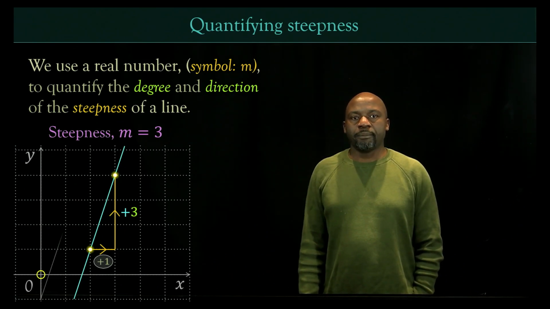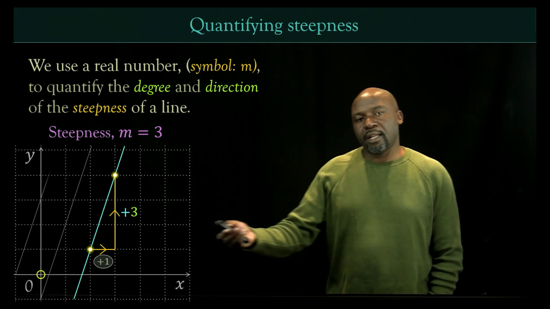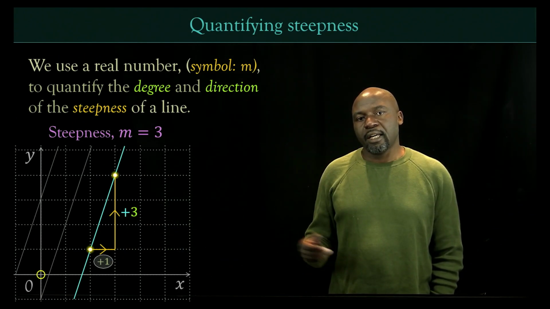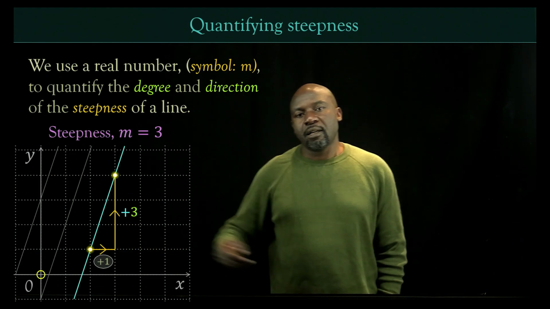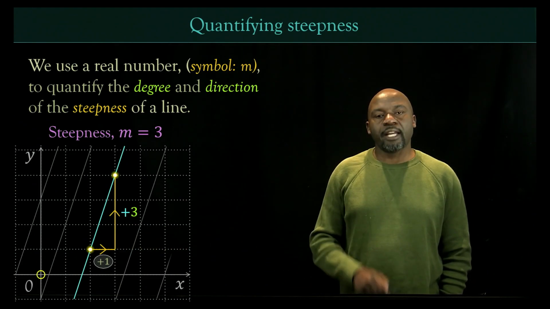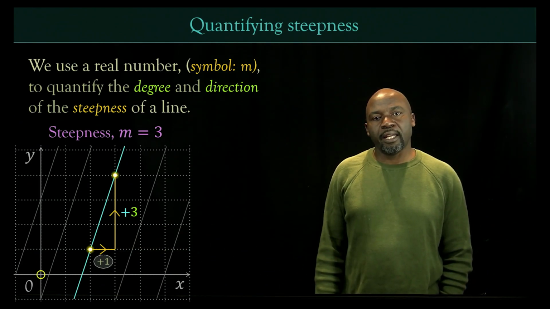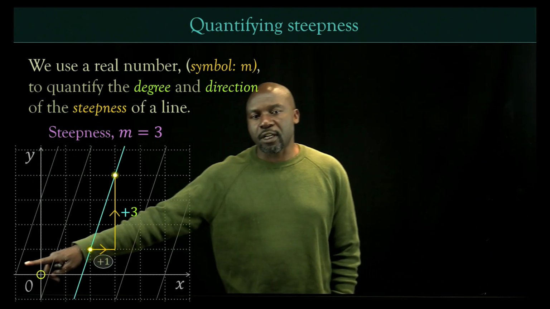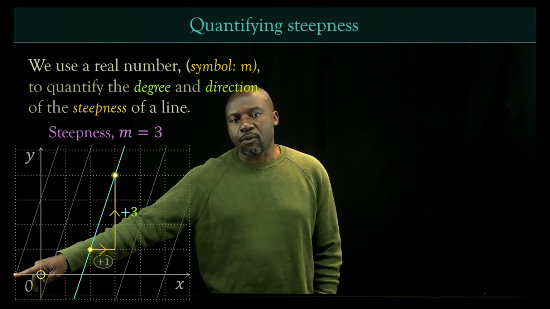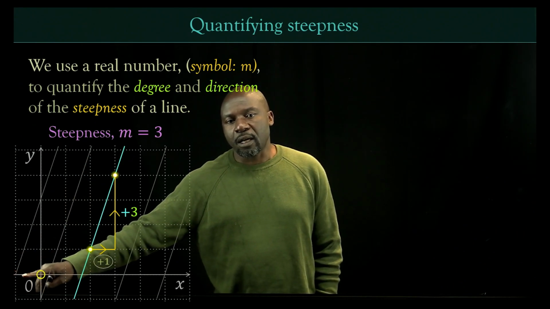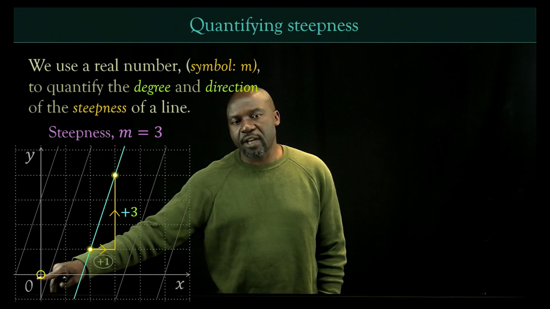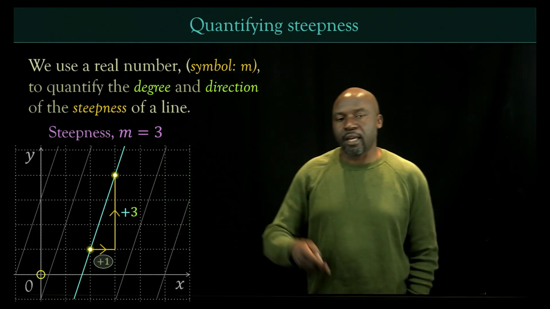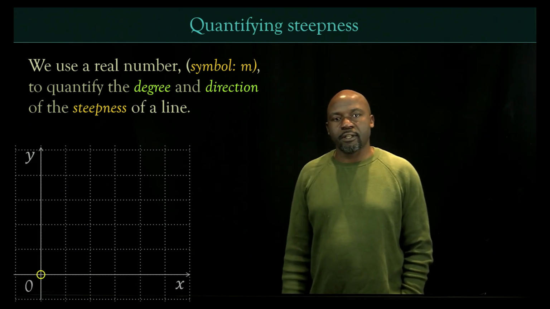Any other line that is parallel to our blue line will obey the same rule, in that a movement of one step in the positive x direction will result in 3 steps in the y direction, if you pick any point at all. So starting from here, for example, if I want to climb like that, a movement in the positive direction of 1 step results in a movement of 3 steps in the y direction.